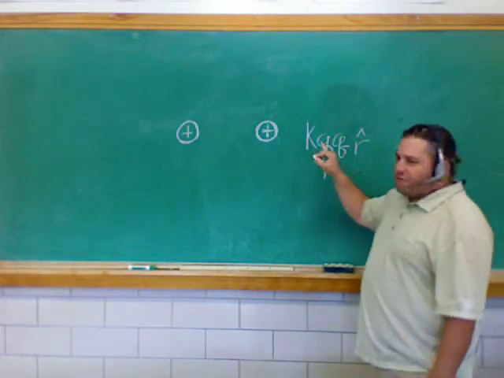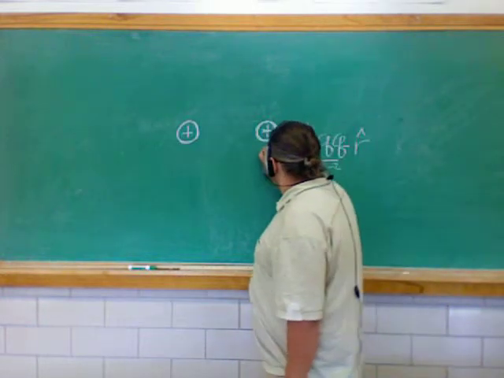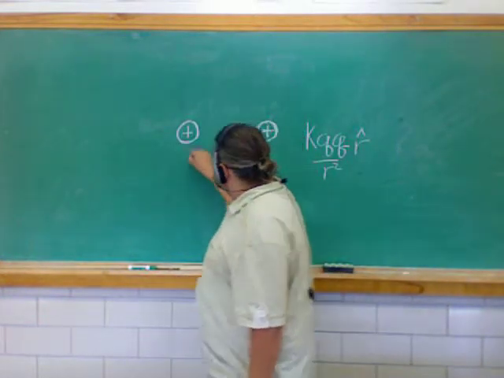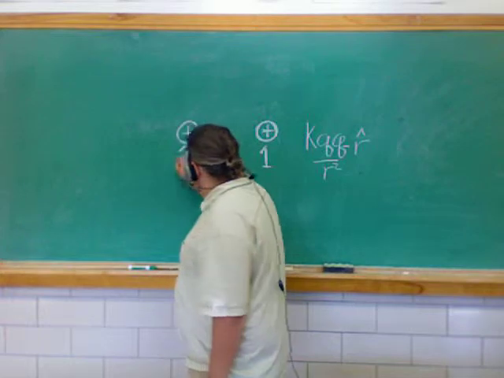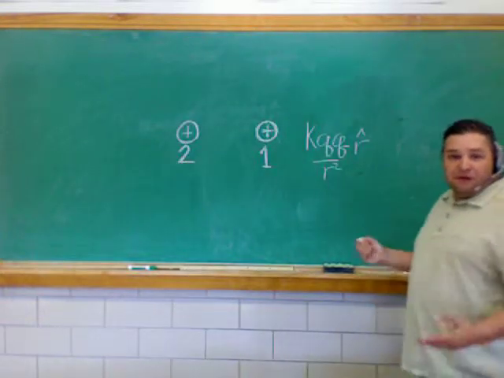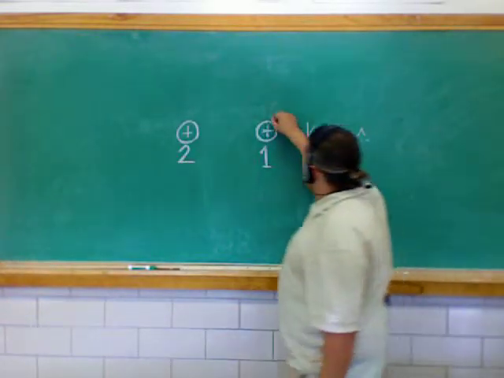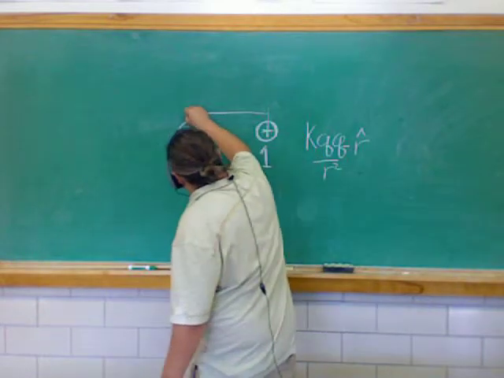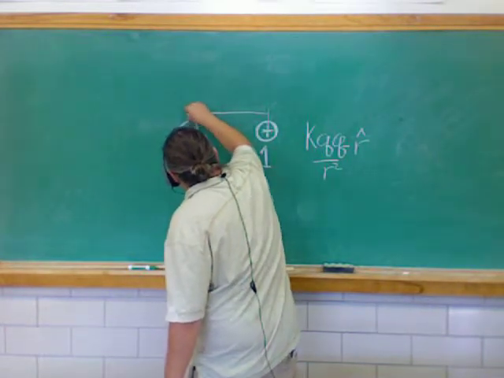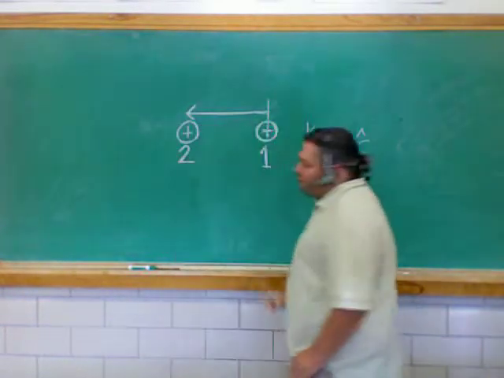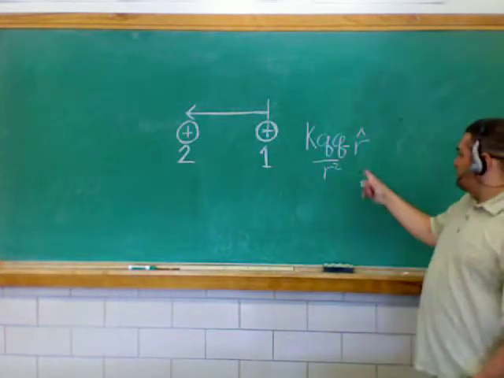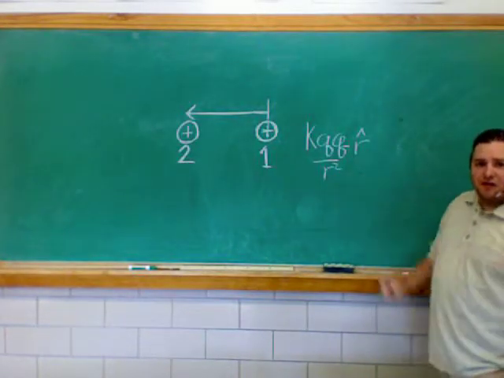Okay, so the force that this one right here, we'll call it 1, does on this one, which we call 2, we can determine the radius. So radius starts from the center and moves out. Okay, there is R right there. So the direction of the force is in the direction of R. That's why we have this R hat notation.